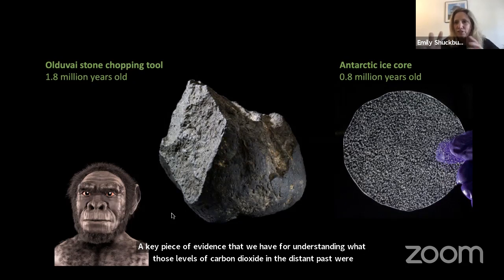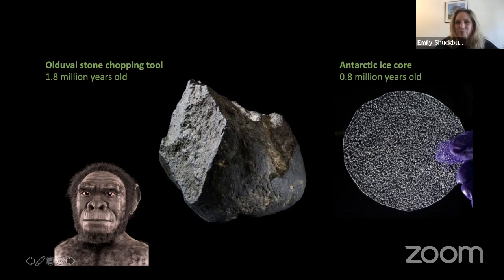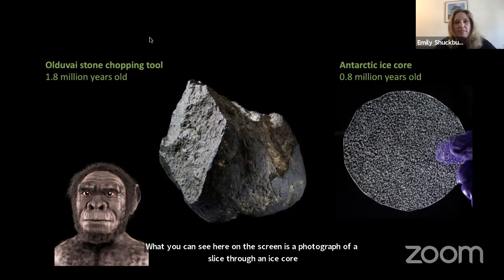Now, because we've got the videos on the screen as well, when there's bits underneath the videos that you want to be able to see, you might want to move the video. I think you can do that. If you move the videos around, you can see the bits underneath the screen. But what you can see here on the screen is a photograph of a slice through an ice core, showing tiny bubbles of air in that ice core.